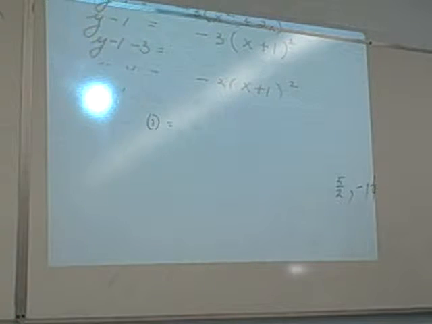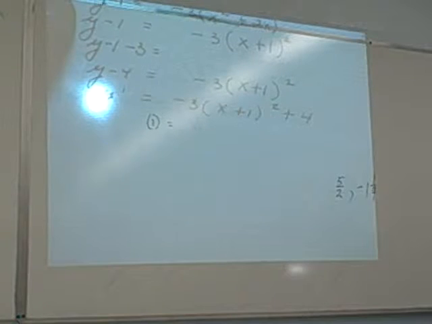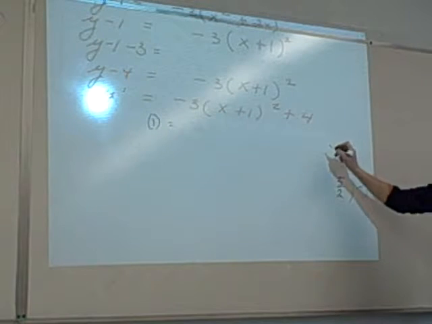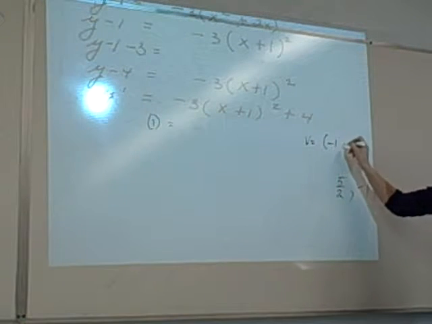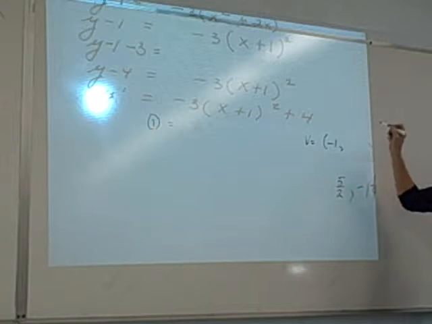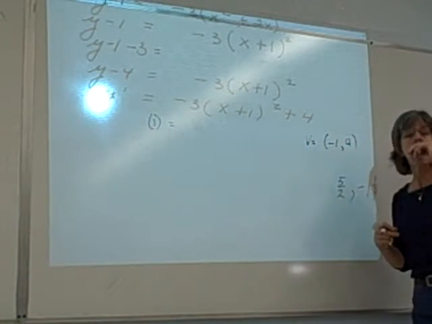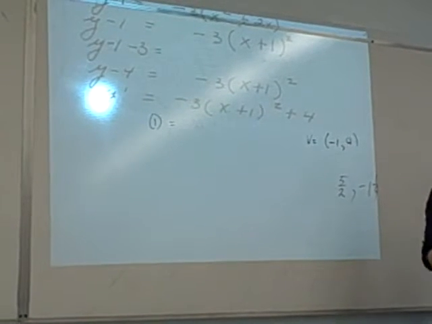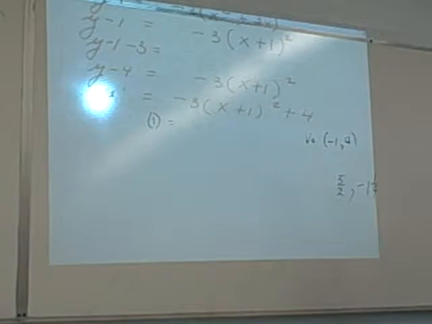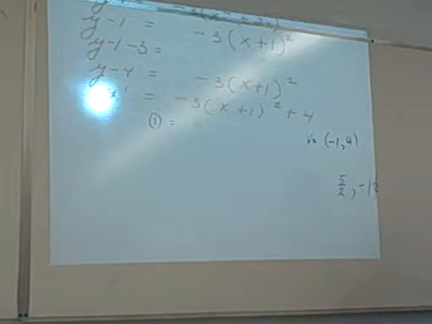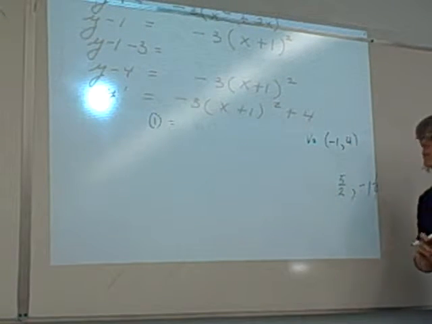And then when I move my K term over, am I in HK form? Okay, so the H is going to be negative 1, so I know that my vertex will be at negative 1, 4. And does this parabola point up or down? Points down, we know it's negative. And what is the only thing that that 3 is affecting? The wideness, okay? So that's what the 3 controls.